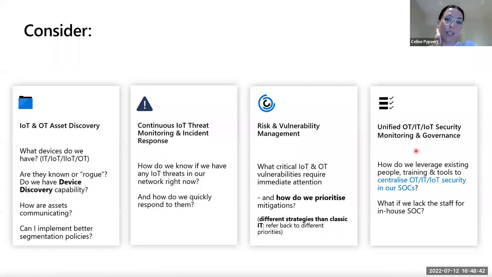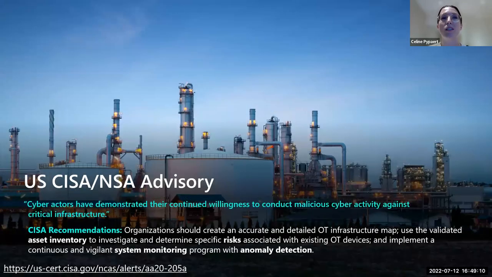And then unified OT and IoT security monitoring. So again, make it a part of your security operations. Train staff in OT, train staff in IT, train your SecOps team. If you have a SecOps team or a security team, train them in recognizing and how you can work together and reduce the historical silo between the two. And then, of course, if you lack the staff for your own security operations team, is it something that you can outsource? Can you find a partner? Can you find someone that can help you with that?